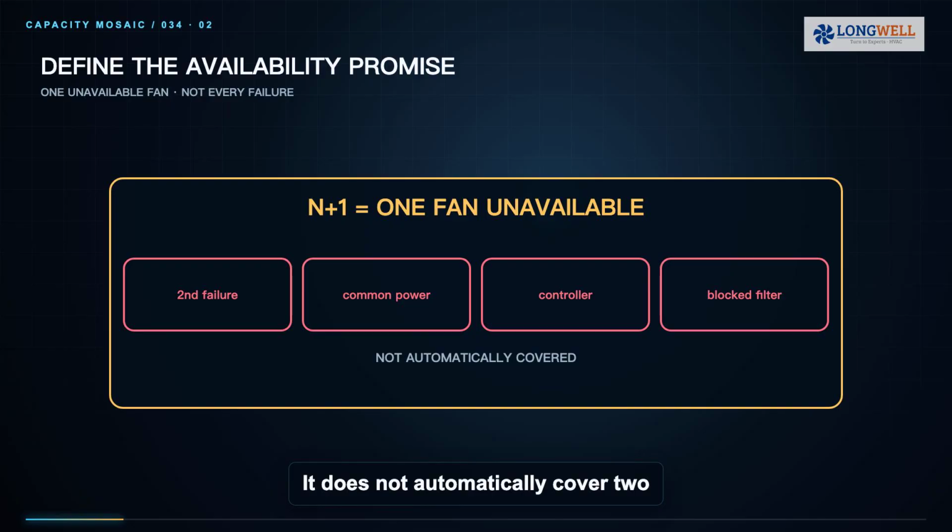It does not automatically cover two failed fans, simultaneous maintenance and failure, loss of a common power supply, controller failure, blocked filters, or a closed common damper. Write the required unavailable fan count and every common mode dependency before choosing the array.